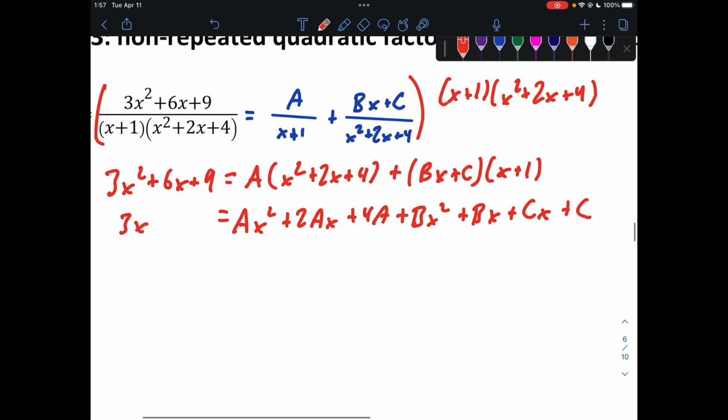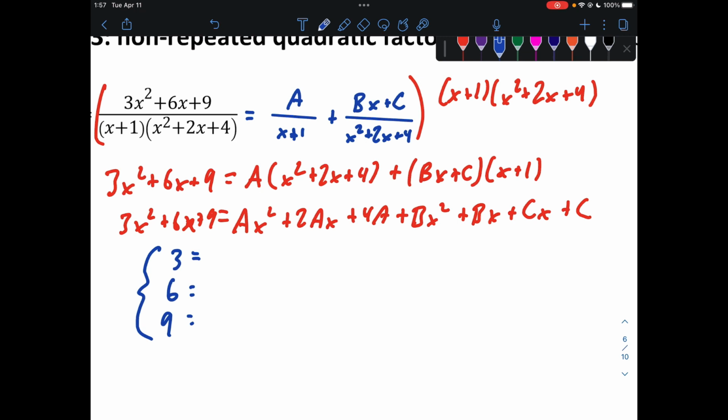And that's going to equal 3x squared plus 6x plus 9. So now we're going to need 3 terms: a squared, a first power, and a constant. So I have 3 terms, 3 equations. Squared, first power, constant.